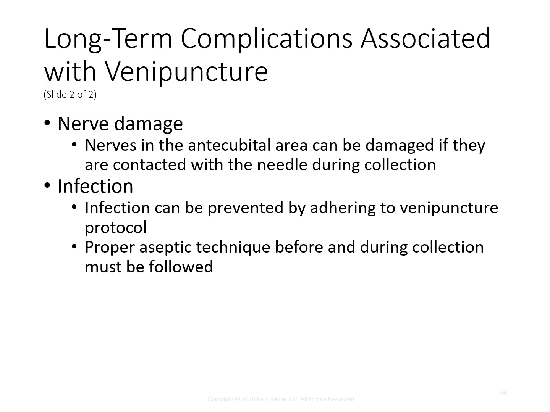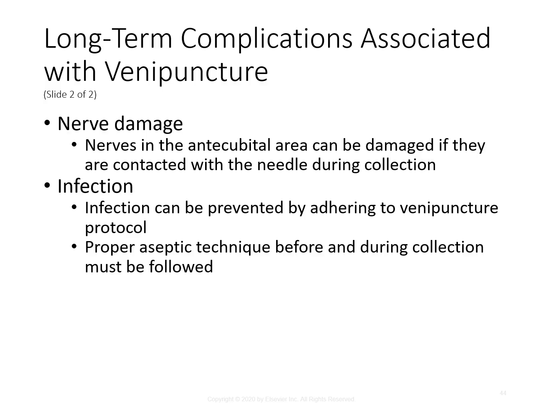You can also cause nerve damage to patients. Nerves in the antecubital area can be damaged if they are contacted with the needle during collection. To prevent nerve damage, we're going to avoid excessive or blind probing during the venipuncture. So if we go in and we don't get blood right away, don't take that needle and just start going back and forth and moving it around a lot, because you do have the potential of hurting somebody and causing nerve damage.